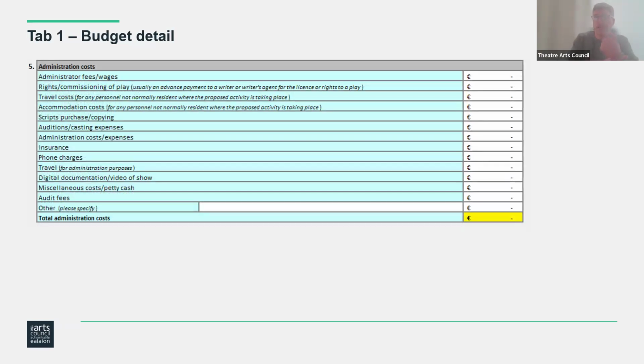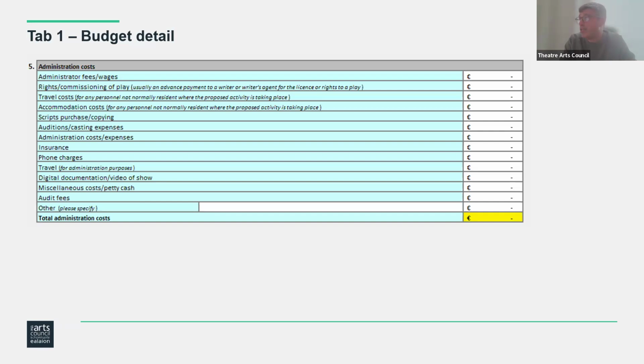Okay, administration costs. Again, if you're working with a company or a venue or a creative production support, they may already be able to support you administratively. But if you're working on your own, you may need to hire an administrator or bring someone on to help you out with that.